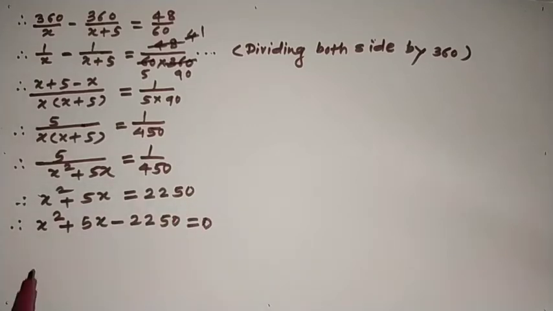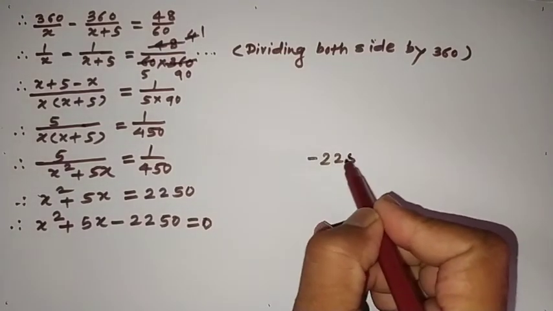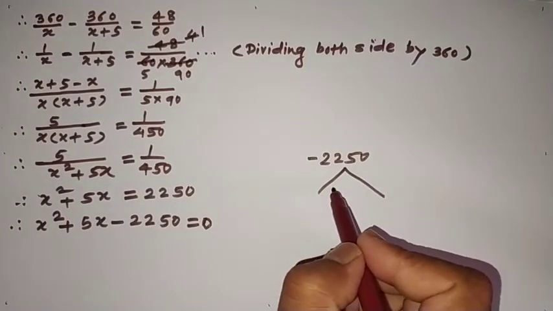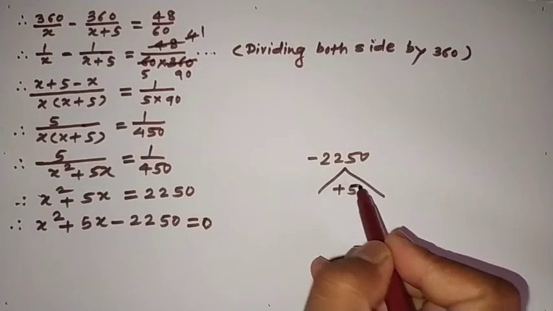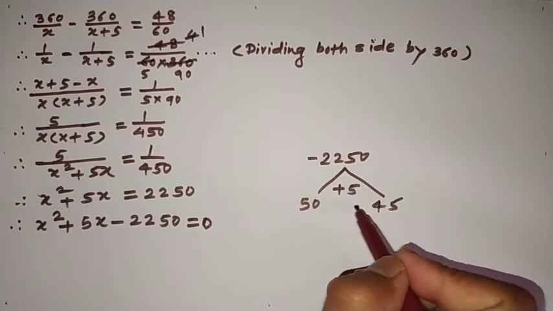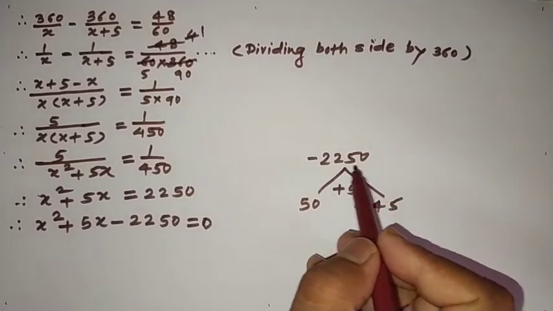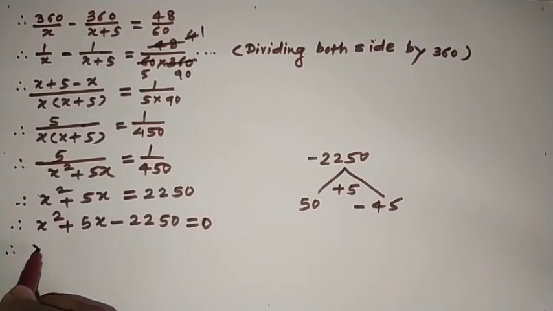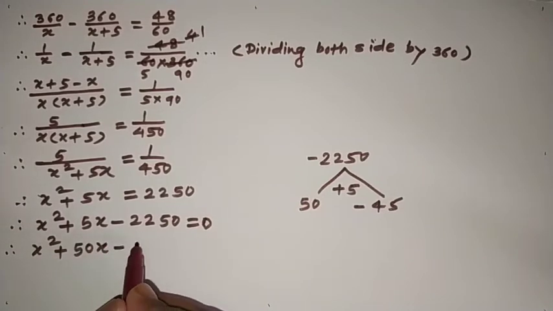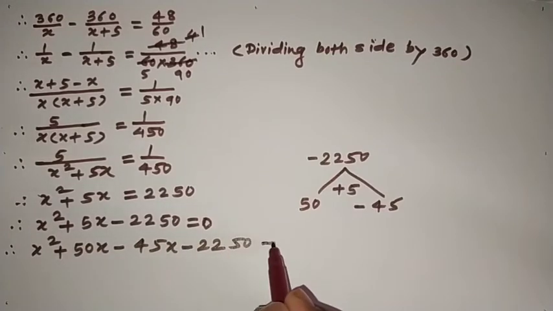This example is solved by the factorization method. Factorization of 2250 into two parts whose difference gives the middle coefficient 5: 50 and 45. These two factors 50 and minus 45 are the two factors of 2250. Therefore x square plus 50x minus 45x minus 2250 is equal to 0.